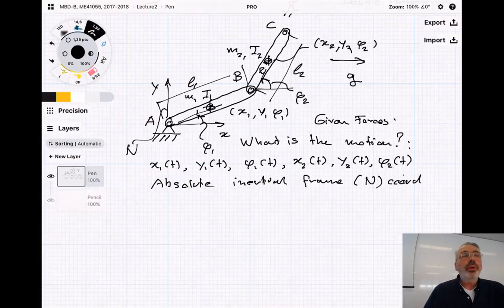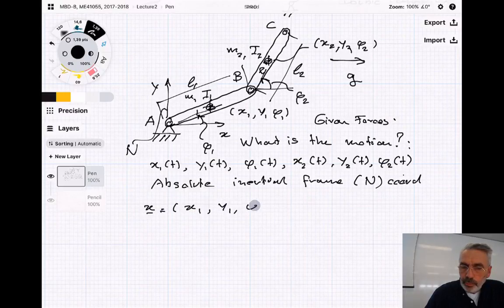Okay, so before the break, we posed ourselves the problem: what is the motion? Now let's immediately start with our vector notation and what are the unknowns and knowns. So x1, y1, phi1, x2, y2, and phi2 are actually our coordinates of the system, the describing coordinates.